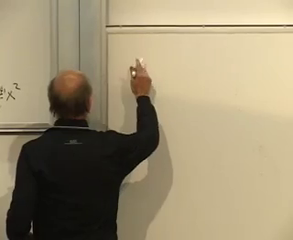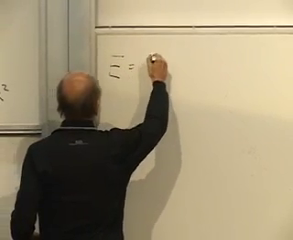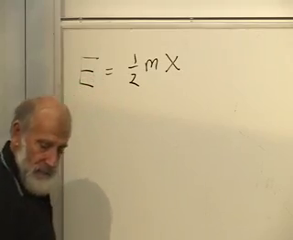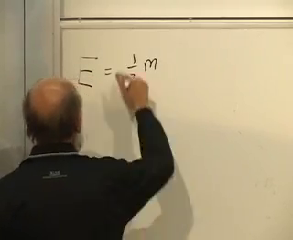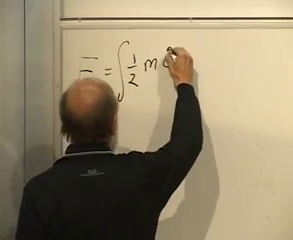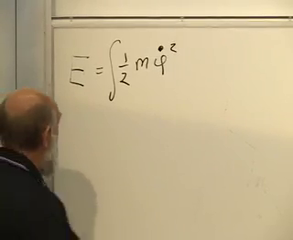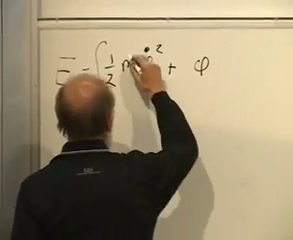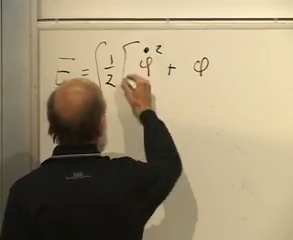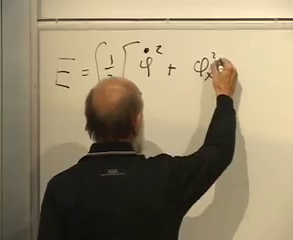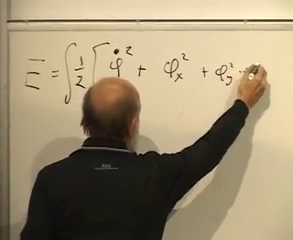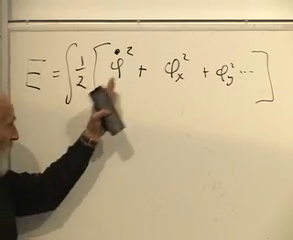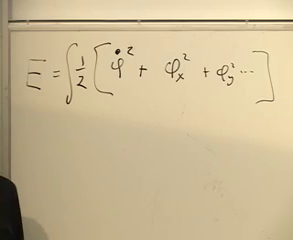What is the energy? The total energy is 1/2 the integral over space of phi dot squared. Kinetic energy plus potential energy, and that means plus, in this case, phi sub x squared, and if you like, plus phi y squared, blah, blah, blah. In other words, it's the sum of the square of the time derivative and the space derivatives. That's the total energy. Notice that it's always positive or 0.